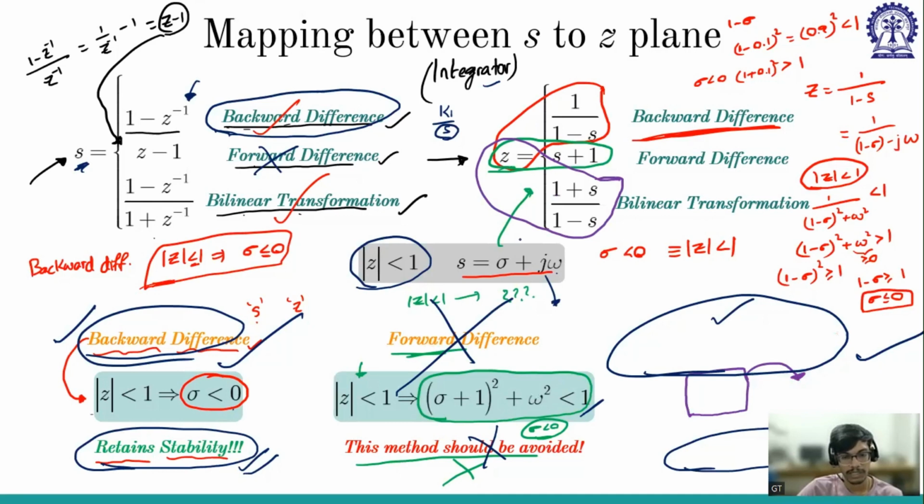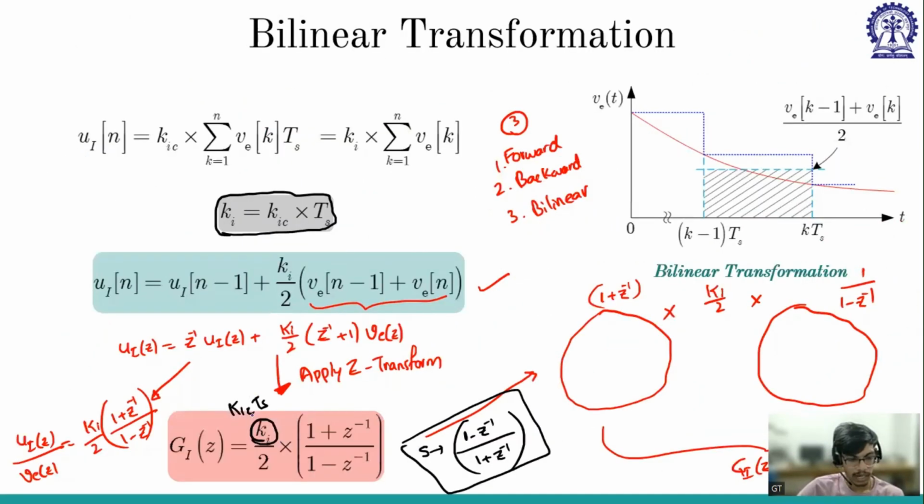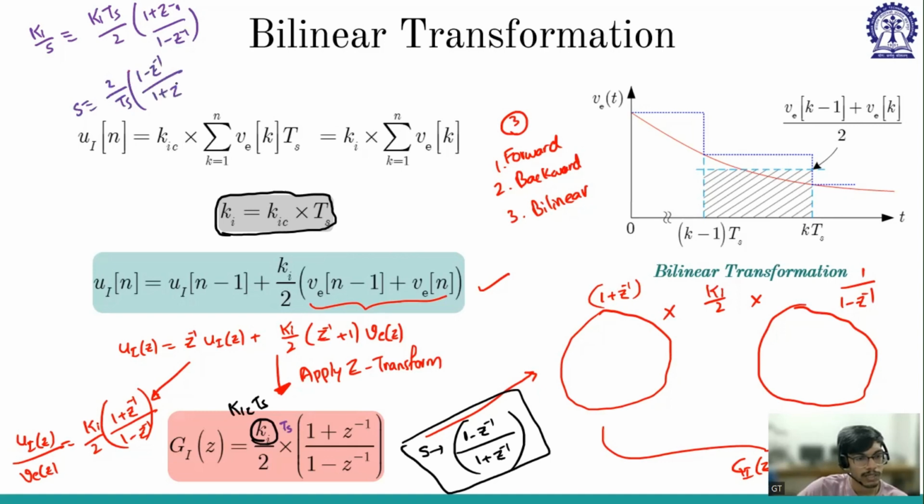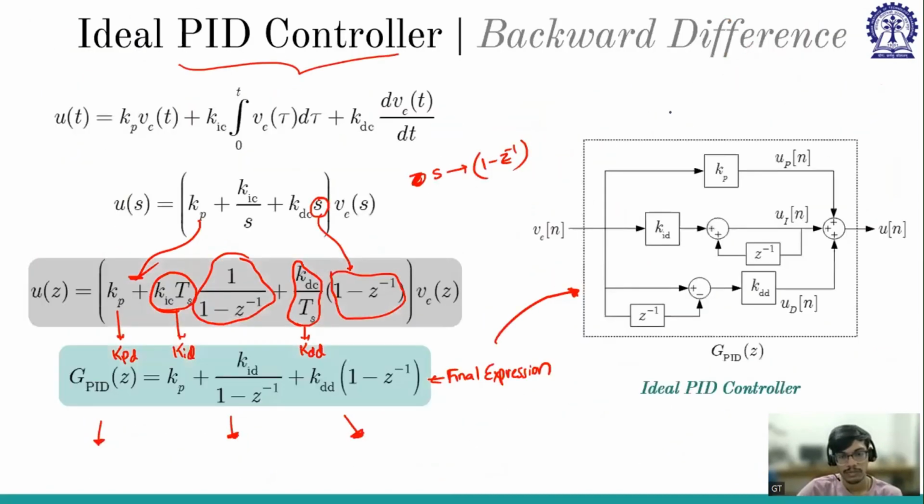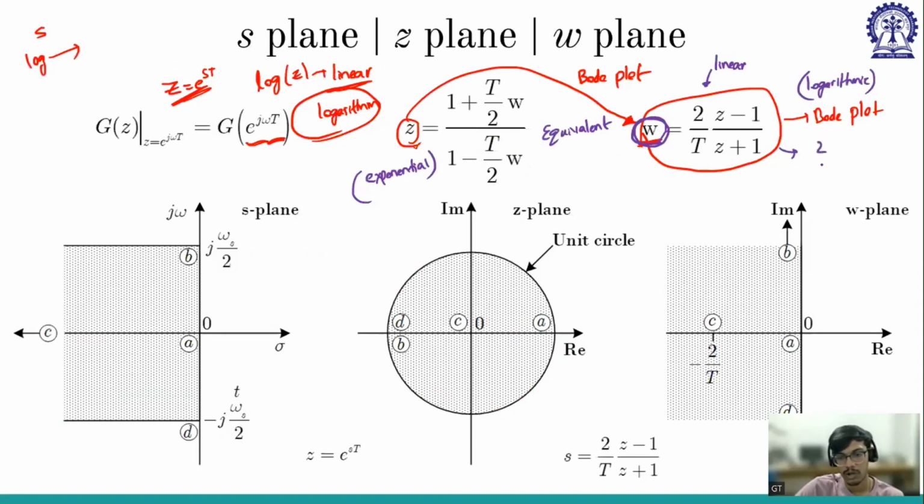Say z is 1 plus, maybe I will go here. If you get the Ts term here, what did I get? I got Ki by s is equivalent to Ki Ts by 2 into (1 plus z inverse) by (1 minus z inverse), right? My s is equivalent to 2 by Ts into (1 minus z inverse) by (1 plus z inverse). If you remember this expression, 2 by Ts (1 minus z inverse) by (1 plus z inverse), this is the same thing. Understood? In the place of s, they are writing w, that's it.